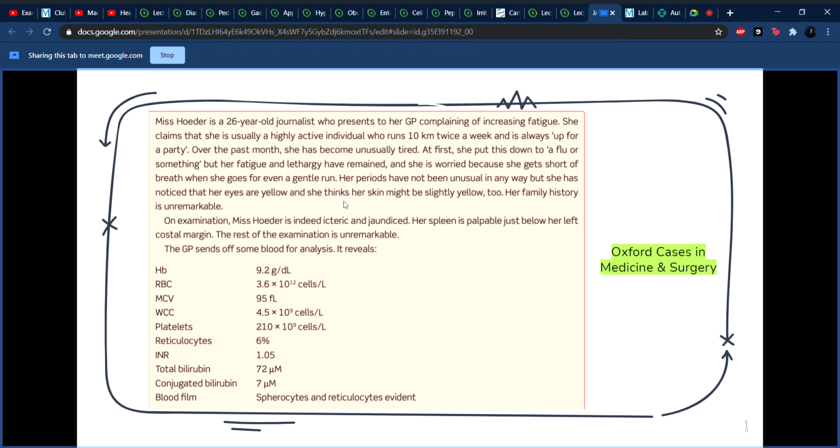On examination, we can see that Miss Hodder is indeed icteric and jaundiced. Her spleen is palpable just below her left costal margin. The rest of the examination is unremarkable. A question to the audience: is our spleen normally palpable? No. So, what do you guys think if the spleen is palpable? Splenomegaly.